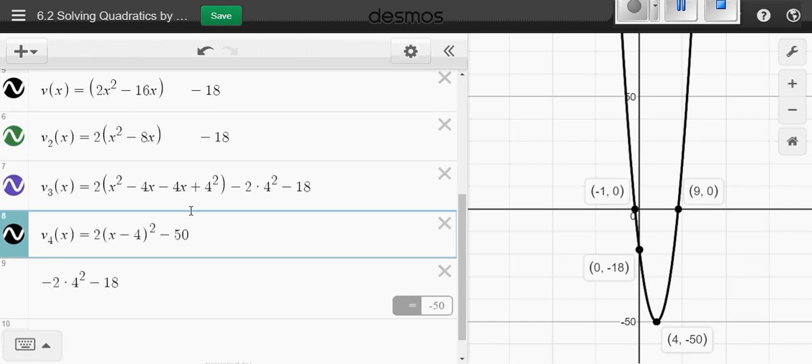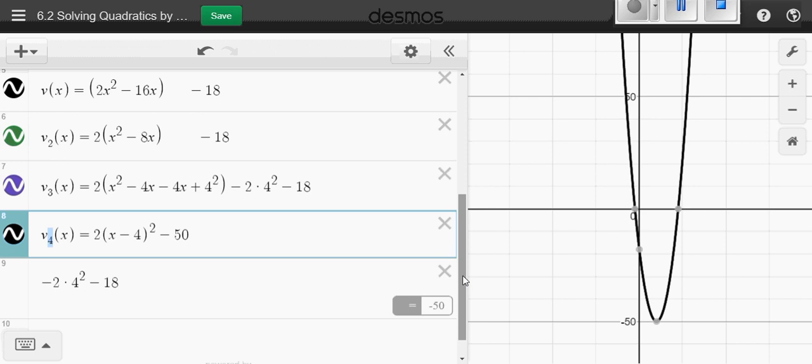For negative 50, you can read off the vertex form, the transform form. That means you moved 4 to the right and 50 down. This is the vertex form. I could also rename it a transform form, which I call t of x. Algebra 1 students would call it vertex form.